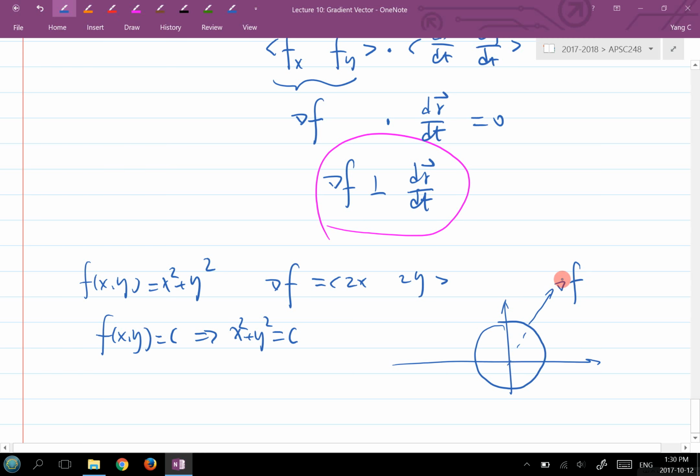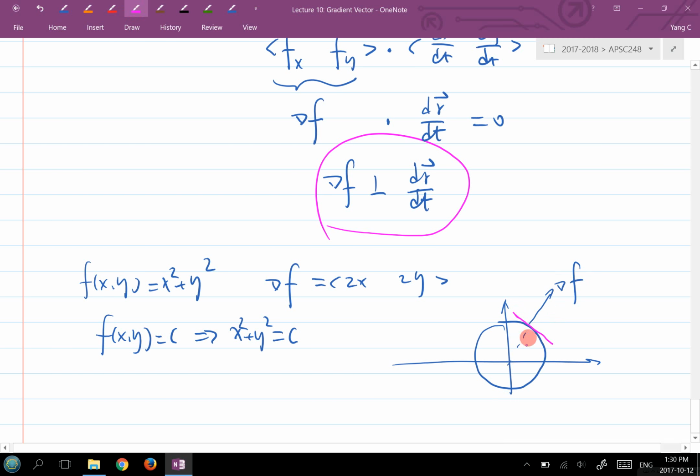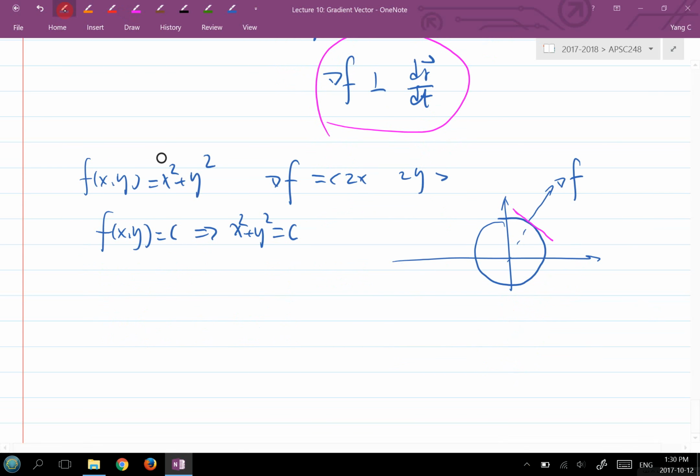If you draw tangent lines to the circle, you see that del f is perpendicular to the circle. That's the idea of why, in the first part of the theorem, del f is perpendicular to level curves. You can also see that it's perpendicular to the tangent lines of the level curves. That's the case when we deal with a function of two variables, f(x, y).